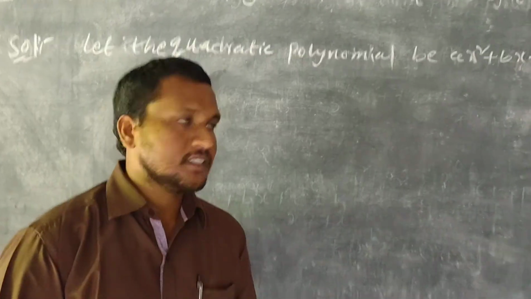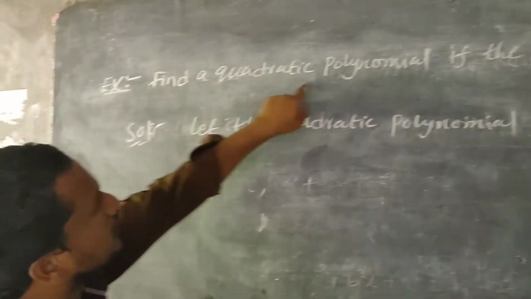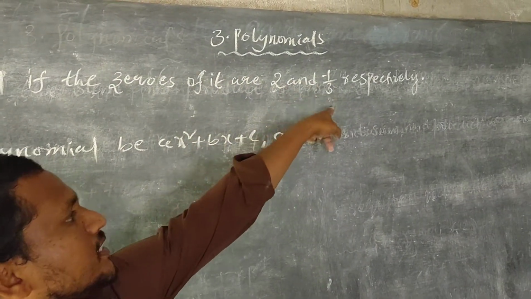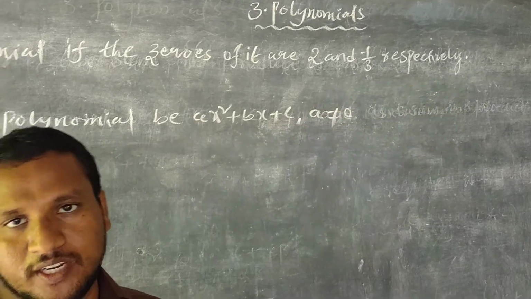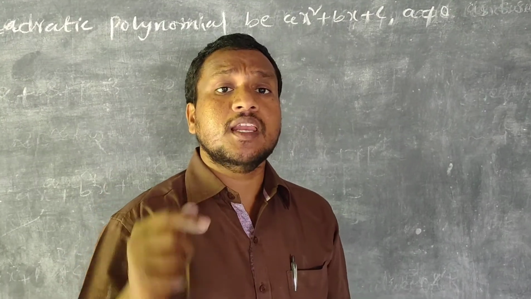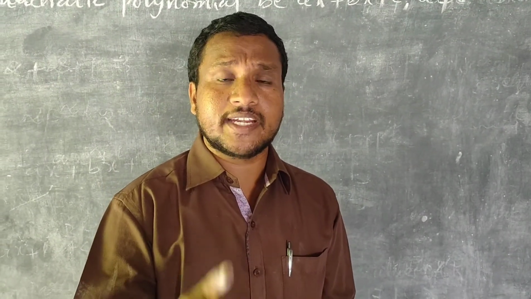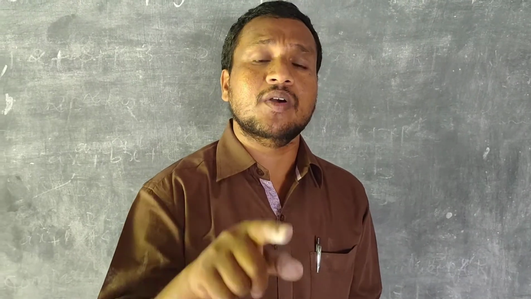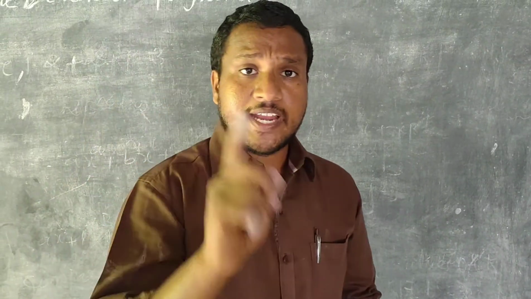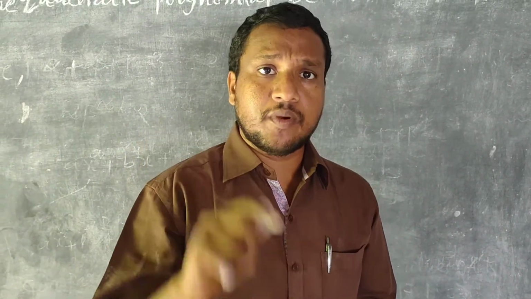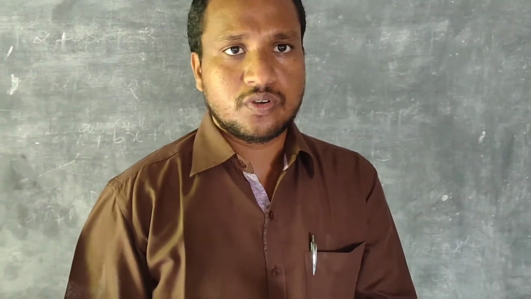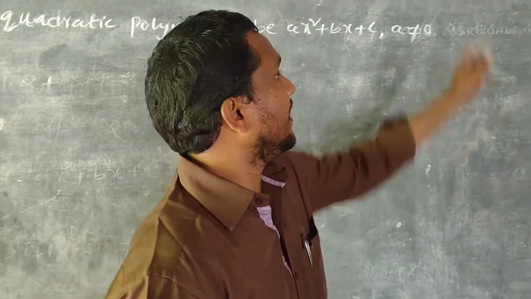Okay, next example, students, listen carefully. Find the quadratic polynomial if its zeros are 2 and -1 by 3 respectively. In the first example, a quadratic polynomial was given, and we found the zeros and wrote the relation between zeros and coefficients. In the second example, we found the quadratic polynomial given the sum and product of the zeros. Here the zeros are given.